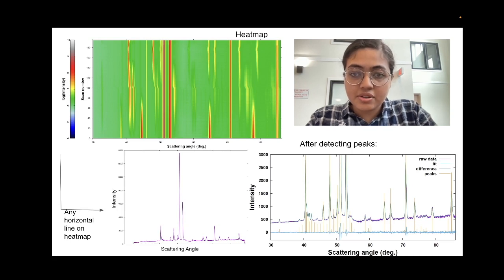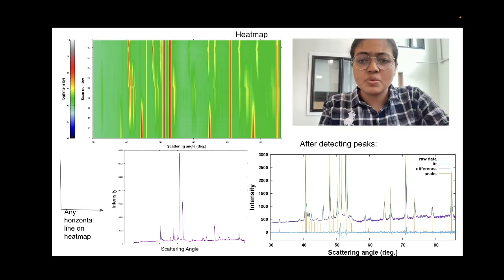So this slide shows a heat map. Any horizontal line on this heat map corresponds to this intensity versus scattering angle graph shown here on the bottom left. And after applying our algorithm, we can find all the peaks and get the difference between the calculated fit and the original XRD pattern as shown on the right here.